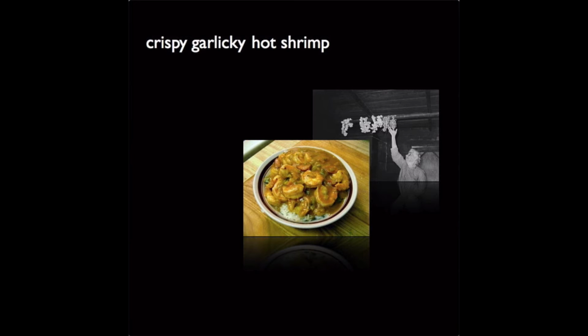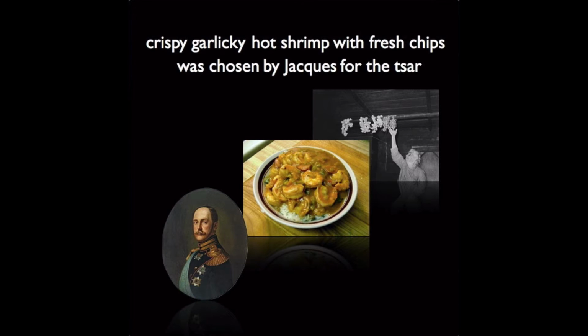So he decided on seafood, nothing too bland, but maybe kind of crispy, and with some garlic, like his mother had taught him. So, some crispy, garlicky, hot shrimp. Rice is good, but he thought he'd add some fresh chips, too, for a garnish. So, to sum up, crispy, garlicky, hot shrimp with fresh chips was chosen by Jacques for the Tsar.